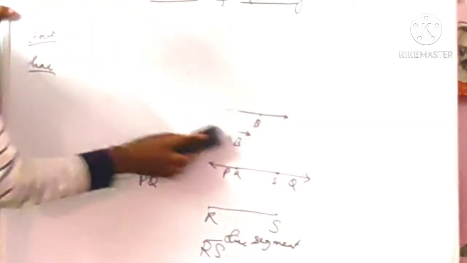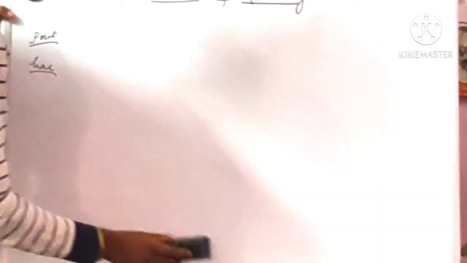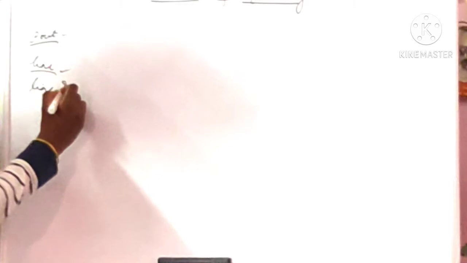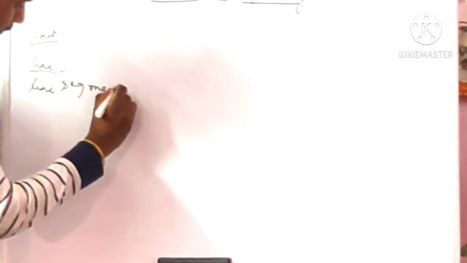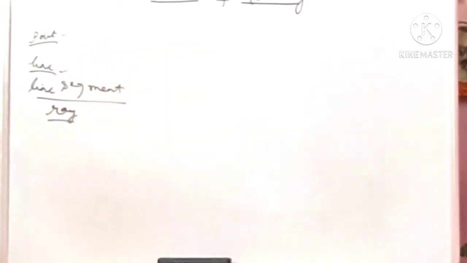Now we are going to talk about the ray. You have got these things in earlier classes, so we are going to talk about this one again. We have discussed point, line, line segment, and now we are going to discuss ray. So what is a ray? I am starting from a physical example. Have you seen a torch? If you put the switch on of your torch, what will happen?